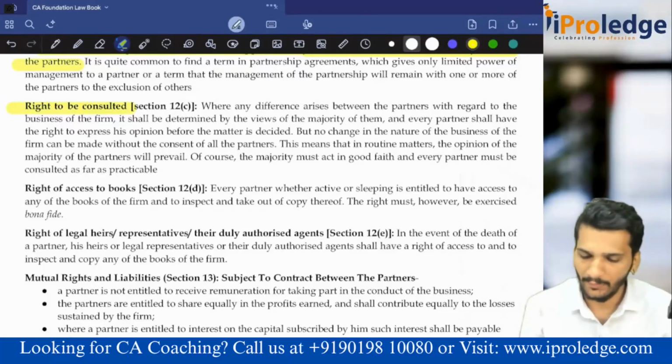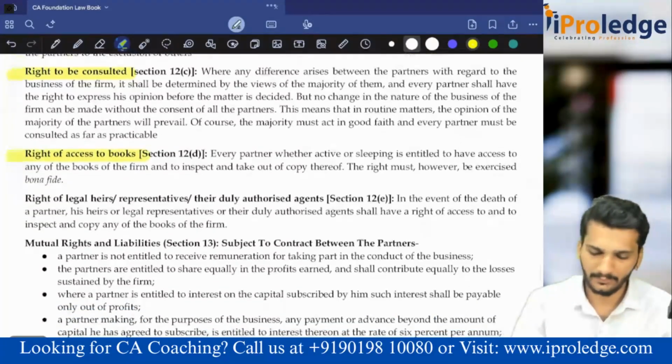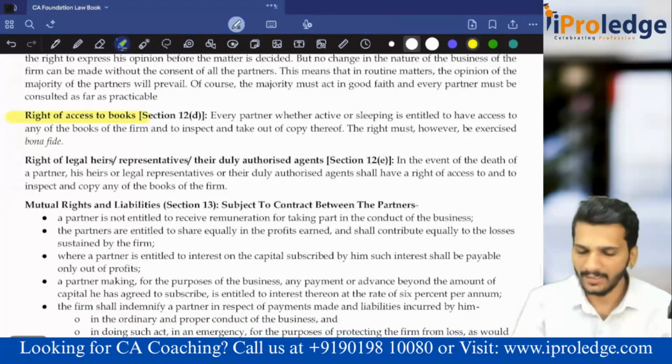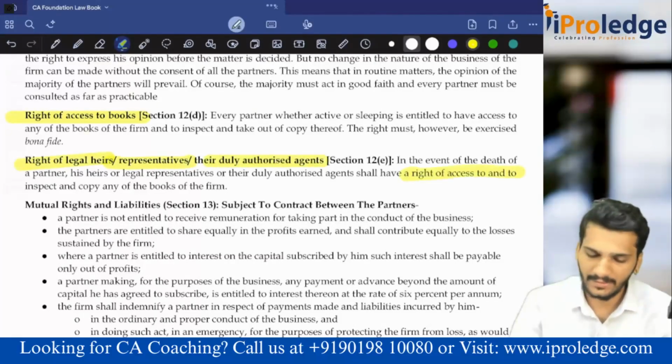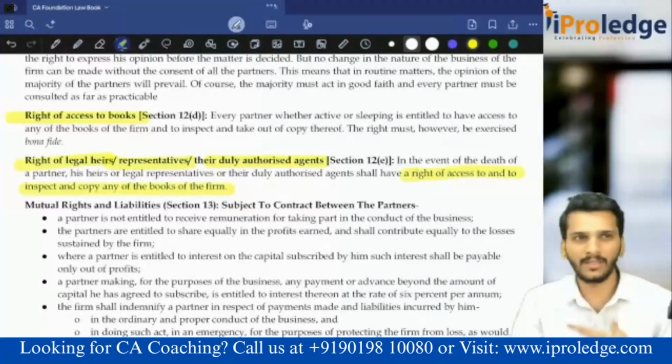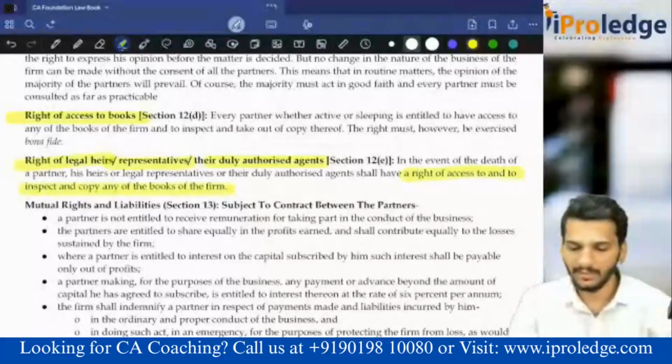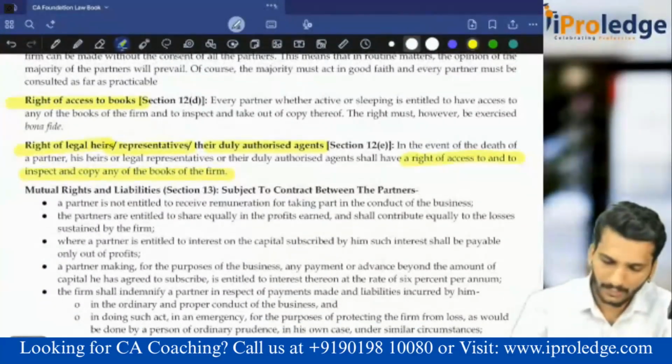Then every partner has the right to access the books of accounts. And if the partner is not there, the legal heirs or representatives or duly authorized agents have the right to access and to inspect the copy of the books of the firm. If the partners are there, partners. If the partners are not there, then their legal representatives.